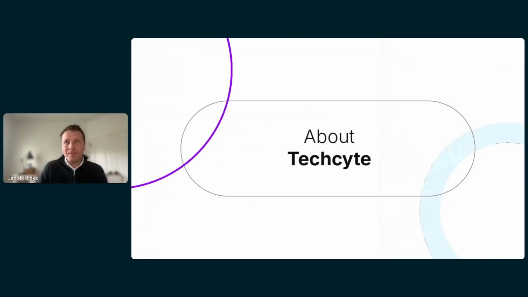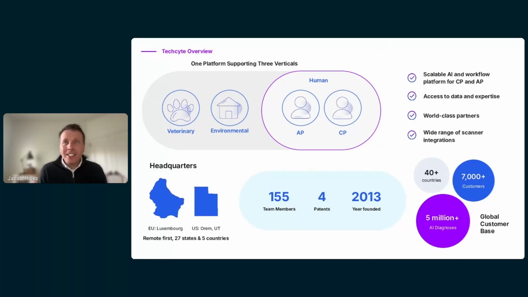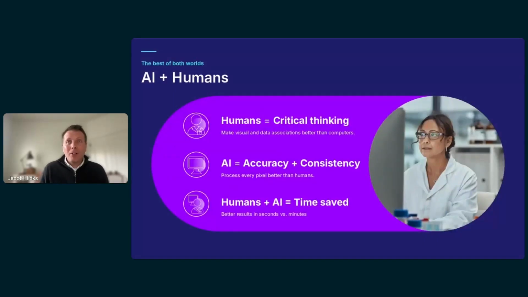So a bit about Techcyte. Techcyte was founded a dozen years ago. We were originally a technology transfer out of the University of Utah and ARUP Laboratories. We've built an AI and workflow software platform to automate and digitize diagnostics tied to microscopy across the medical, veterinary, and environmental laboratory space. And we've done more than 5 million AI diagnoses, AI clinical results for patient and animal and environmental health.